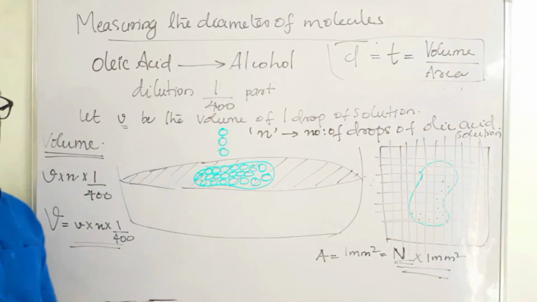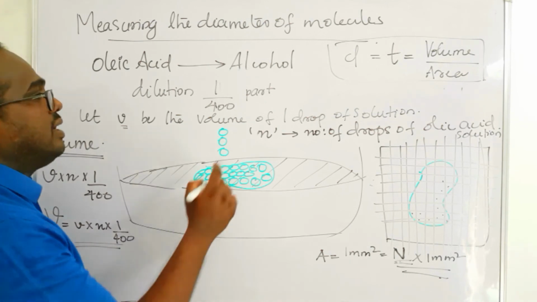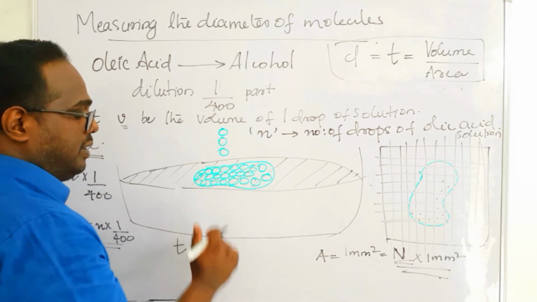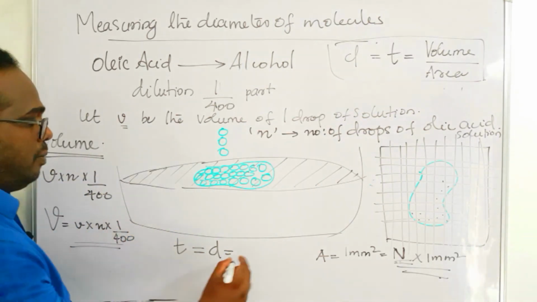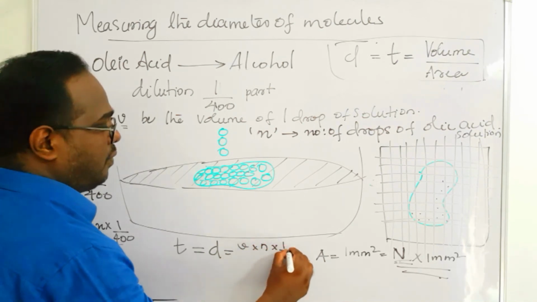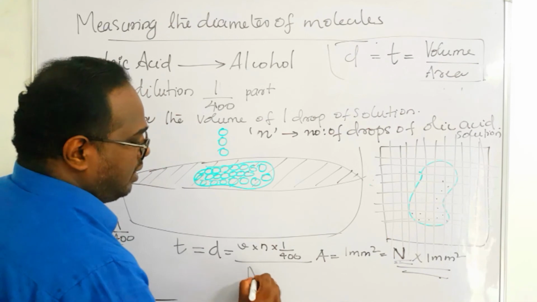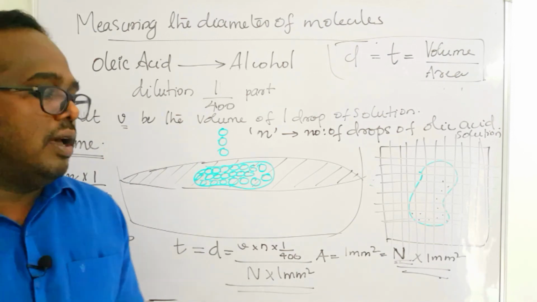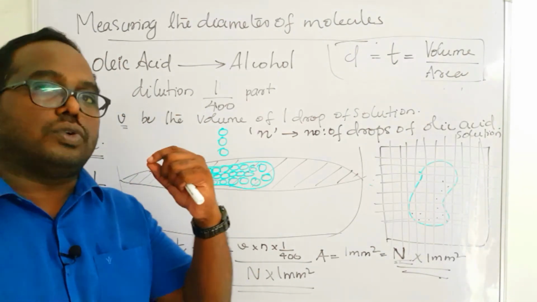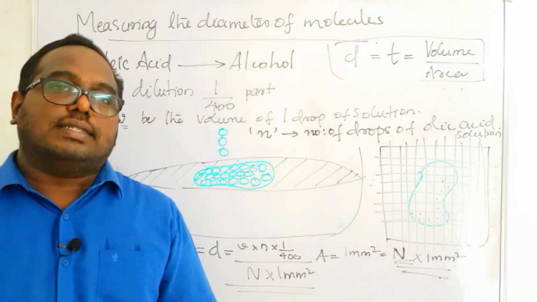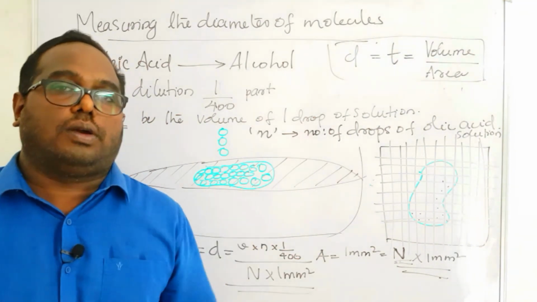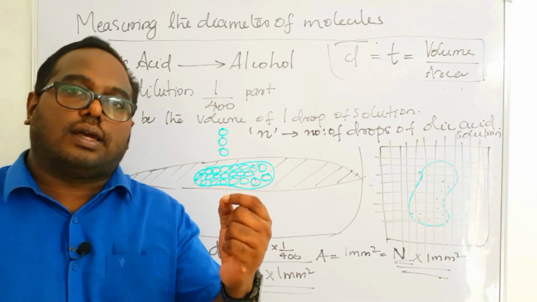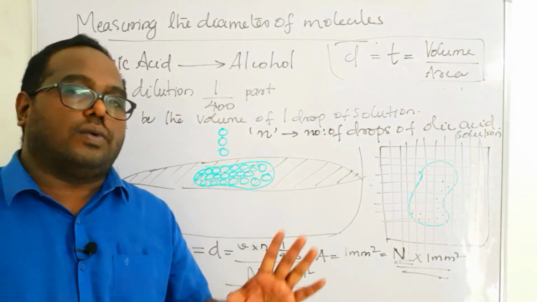Area you got, volume also you got, right? Now what you have to do? Apply the equation. Thickness is equal to the diameter. We already made that. The thickness will be equal to the diameter, and that will be equal to volume divided by area. You have the formula, small v into n into 1 by 400 divided by capital N into 1 mm square. Do the required conversions and you can calculate the thickness of one molecule of oleic acid substance. Okay, this is the method to find out the diameter of a molecule of a substance. Clear? Do the calculation 2-3 times, take the average value, and you can find out the diameter.